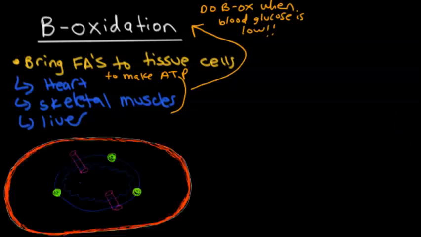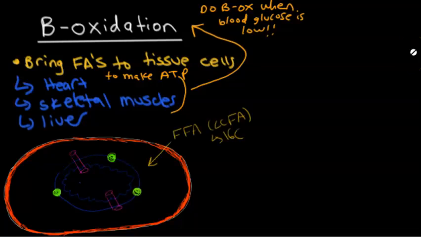So here is a diagram of a cell with the cytoplasm and the mitochondria. The mitochondria has an outer membrane, an inner membrane, an intermembrane space between the two membranes, and the mitochondrial matrix in the middle. The mitochondrial matrix is where the breakdown of the fatty acyl-CoA will take place, which we will see later in this video.